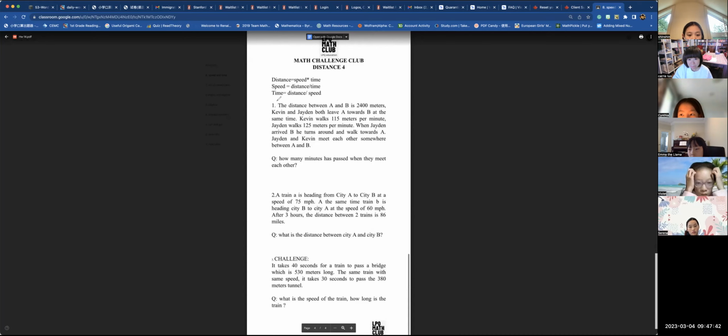So let's take a look at this one. The distance between A and B is 2,400 meters and so on. I think this one's pretty easy, right? Okay, backwards. Train A is traveling from city A to city B at a speed of 75 miles per hour. At the same time, train B is traveling from city B to city A at a speed of 60 miles per hour. After 3 hours, the distance between the two trains is 86 miles. So what is the distance between city A and city B?